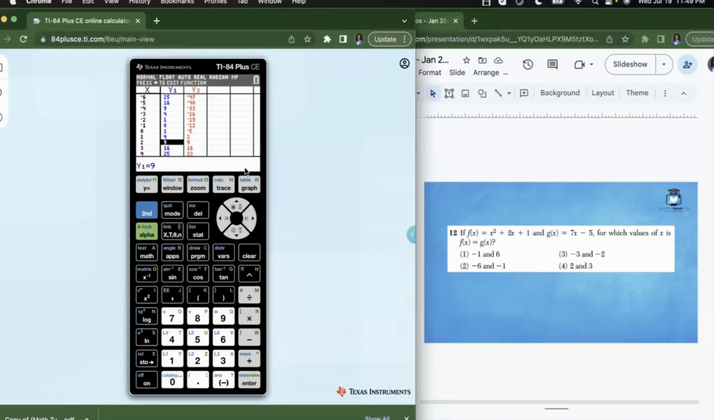So the question is, for which values of x are the y values exactly the same? So that is when x equals 2. Let's see if it happens again. Oh, look at that. It happens when x equals 3. So that's how we know that the actual answer for this problem is choice 4, 2 and 3. Way faster solution if you use the calculator, but make sure you understand both approaches. Let's head over to question 13.